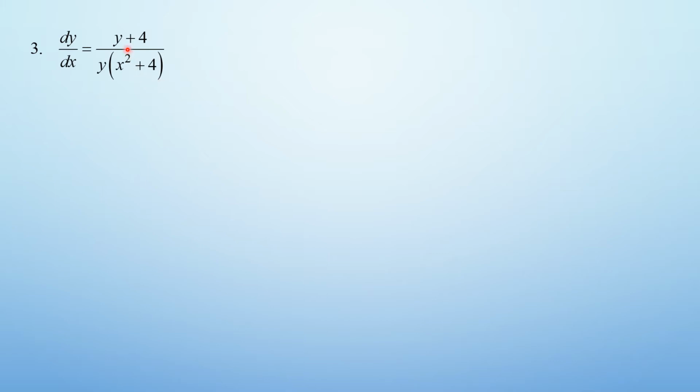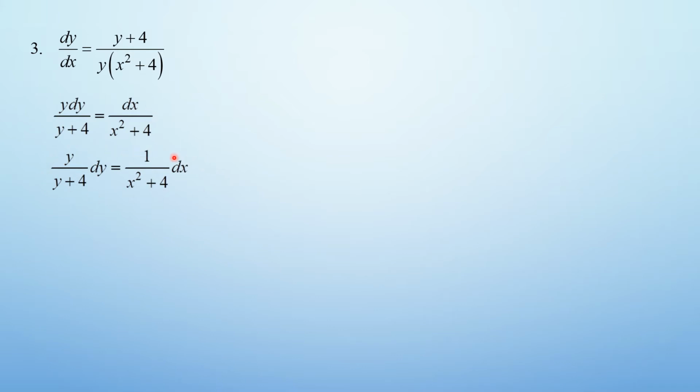Shift the function (y + 4)/y to the left side, and the differential dx to the right side, so that we get the following: y dy divided by (y + 4) equals dx divided by (x² + 4). Now we can write dy at the side of this quotient and dx at the side of this quotient. So you can write y over (y + 4) dy equals 1 over (x² + 4) dx. These two equations are equivalent.